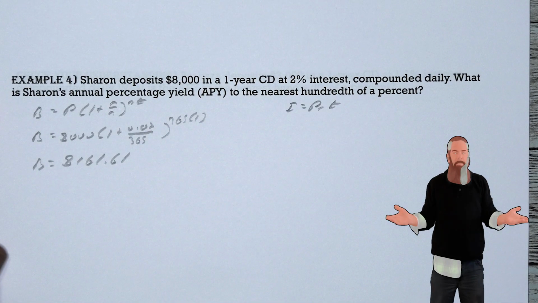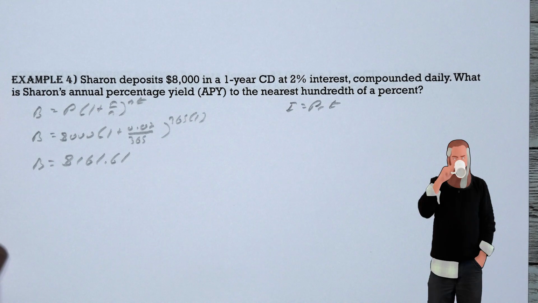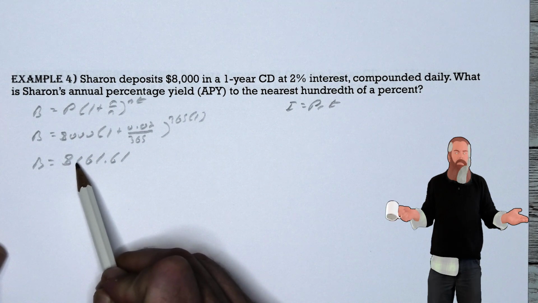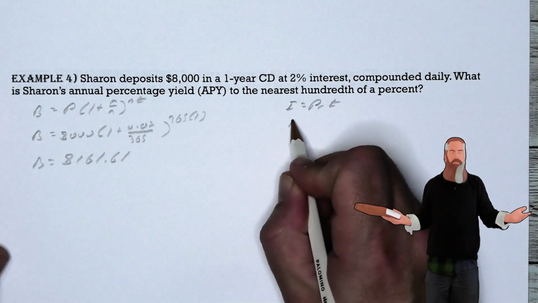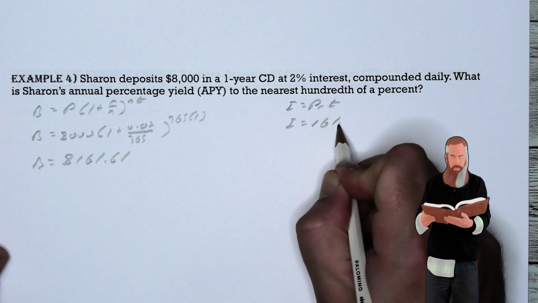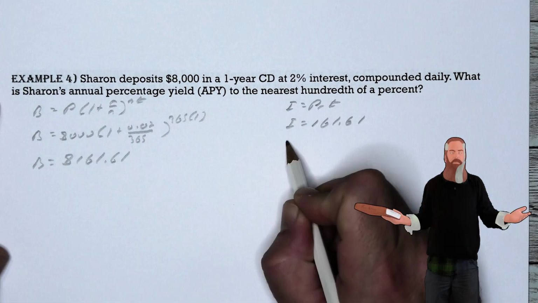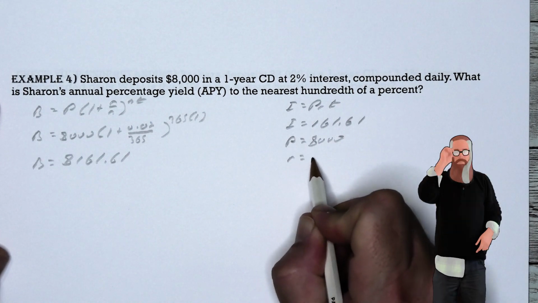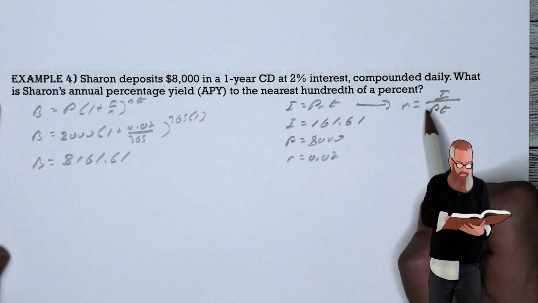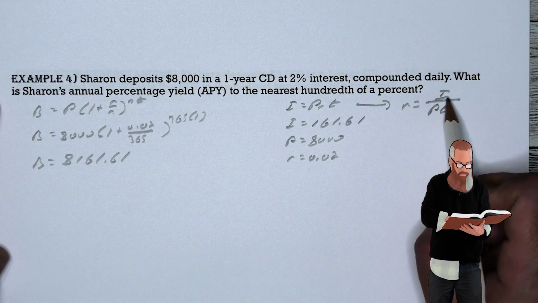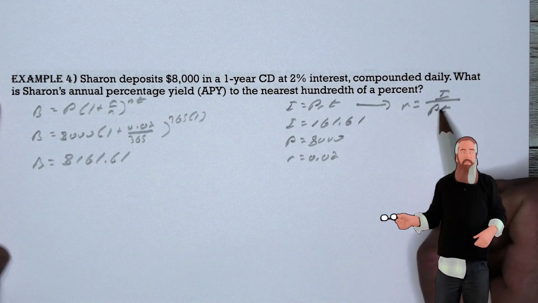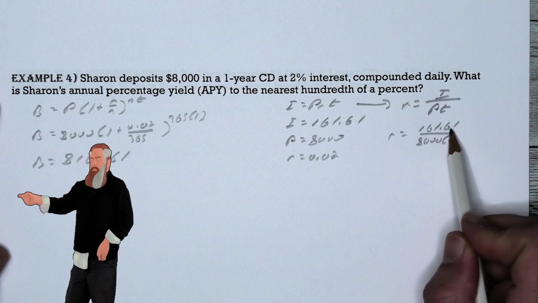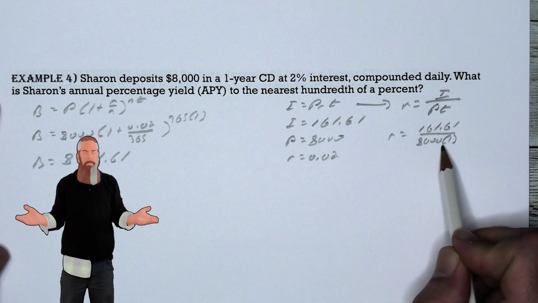Now we're going to take a look at the simple interest formula and subtract the principal amount from the ending amount, the balance from the first equation. That means the interest that was earned was $161.61. We know that the principal amount was $8,000, and we know that the rate was 0.02. So this would mean that the rate would be equal to the interest earned divided by the principal times the number of years. Or that the rate is equal to 161.61 divided by 8,000 times 1.